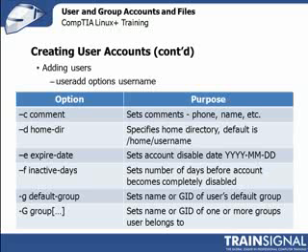-f for inactive days sets the number of days before an account becomes completely disabled. -g, lowercase g, for default group sets the name or group ID of the user's default group. Capital -G, followed by group, sets the name or group ID of one or more groups that a user belongs to.